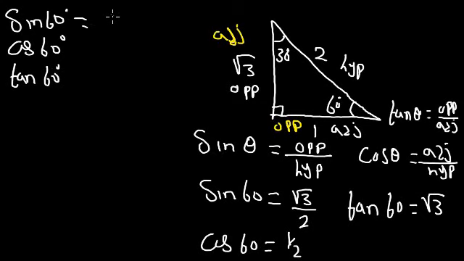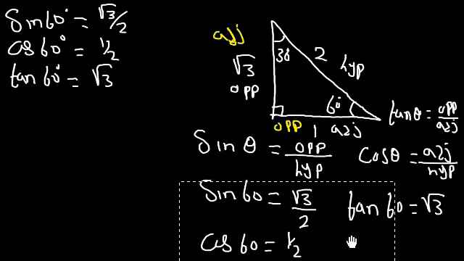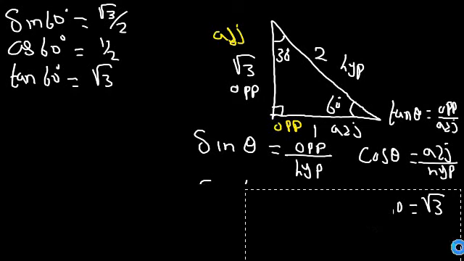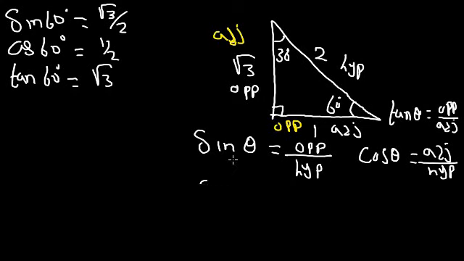So we said sine 60 is simply equal to square root of 3 over 2. Cos 60, we got that to be 1 over 2. And tan 60, we got that to be square root of 3. Good. Now, what about their corresponding values when theta is equal to 30? Let's see how this works as well.